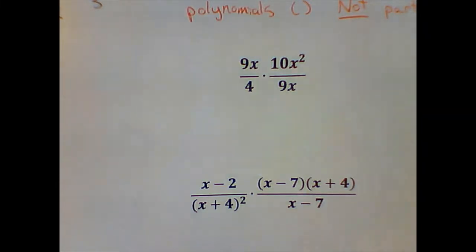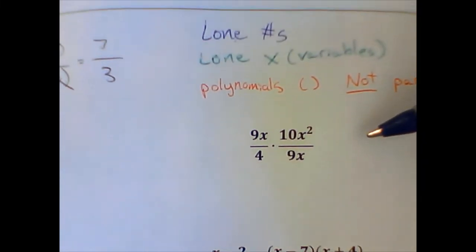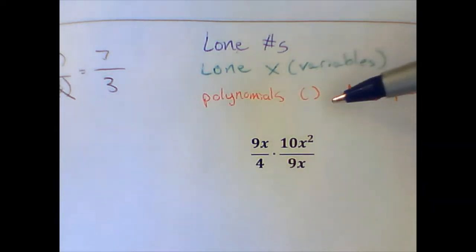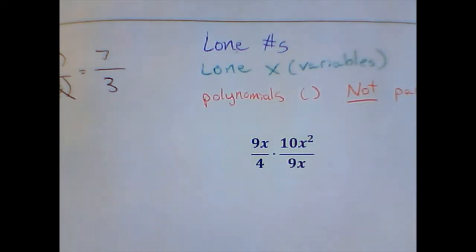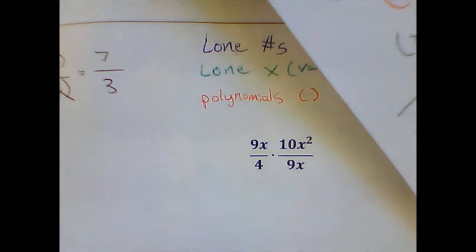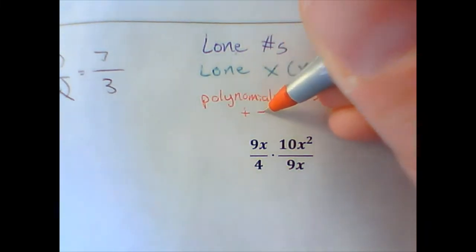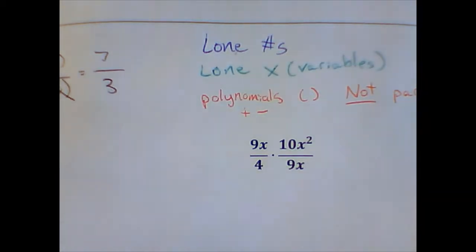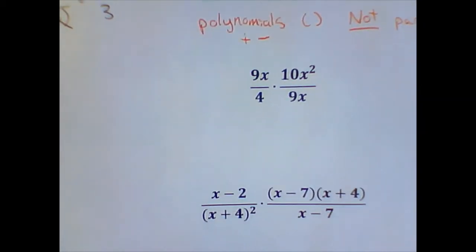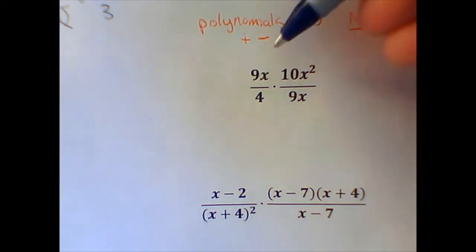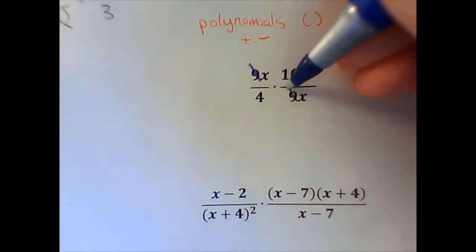All right, we're going to come over here. We're going to be looking for the same thing. Okay, we're looking for lone numbers, lone variables, polynomials. The way you can tell if you've got a polynomial is if you have a plus sign or a subtraction sign joining things. They join the terms. No plus signs, no minus signs in this problem, so no polynomials. But we do have some lone numbers. The 9s can cancel.